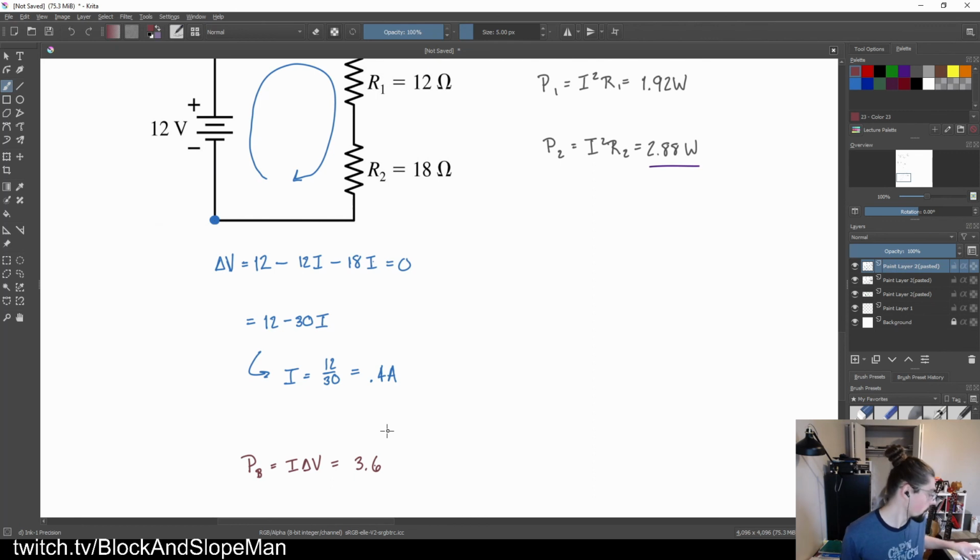Something's a little bit strange here. What did I do? I'm thinking through the math in a weird way. 1.92, 2.88. Oh, it's not 3.6. That's why. I'm going to have a tough time trying to edit that to look like I know how to do arithmetic. 0.4 times 12 is not 3.6. It's 4.8.